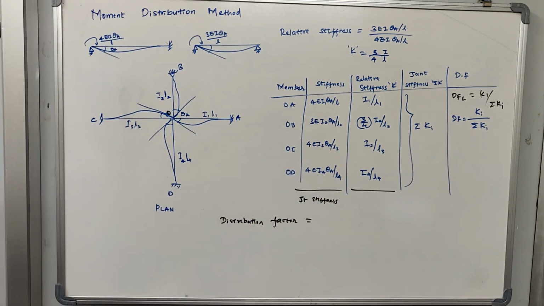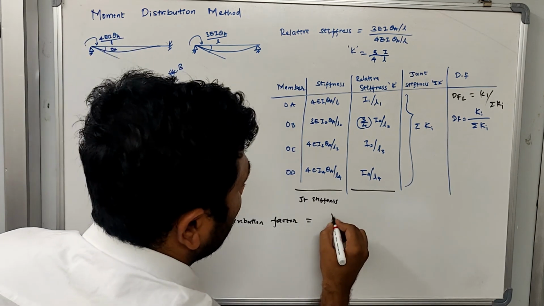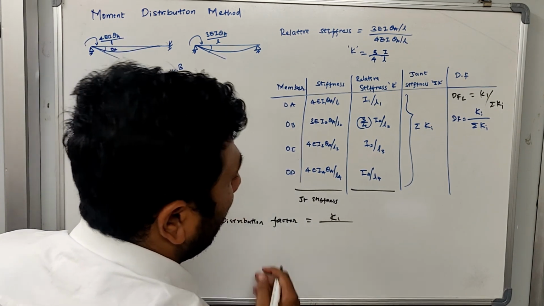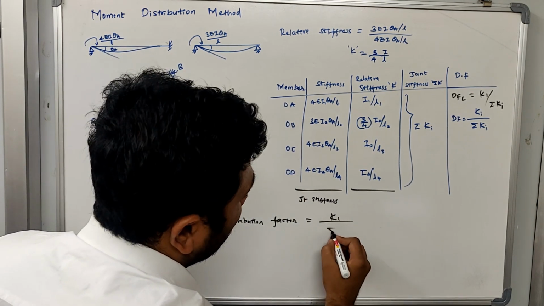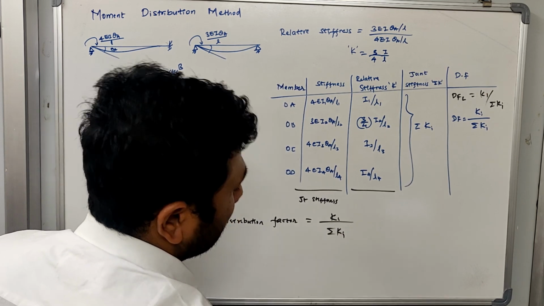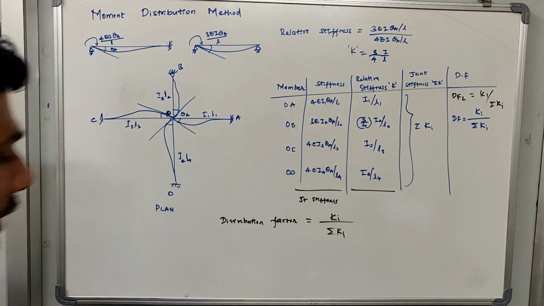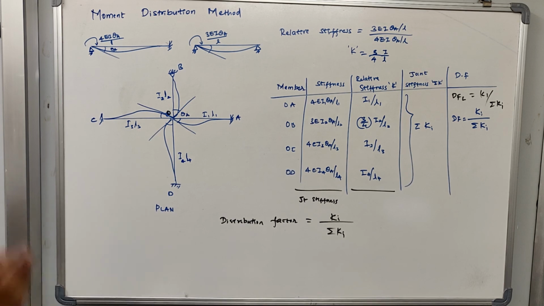So basically the distribution factor is nothing but the relative stiffness or stiffness of any member divided by the joint stiffness. Okay, so this is what you need to remember. Once you understand this, in the next part we will try to solve the problem. Okay, I hope this is very much clear.